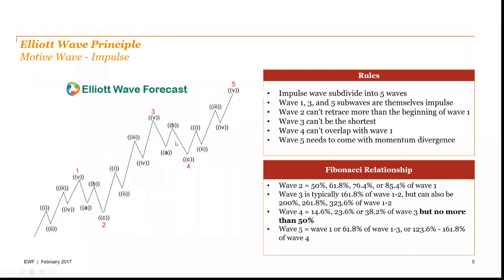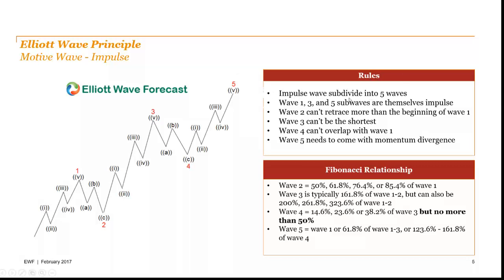So these are the rules. Impulse wave subdivides into 5 waves. This 1, 2, 3, 4, 5 in red, that's what is meant by impulse wave. Now, with 1, 3, and 5, the subwaves are themselves impulse. Look, wave 1 subdivides into 5 waves itself. Wave 3 is also 5 waves. Wave 5 is also 5 waves, right? So they themselves also subdivide into 5 waves.